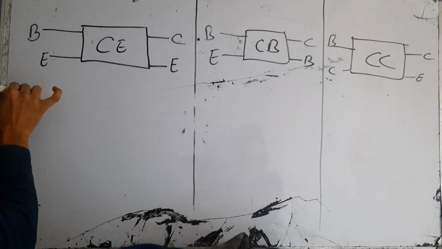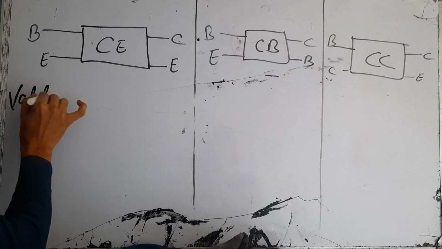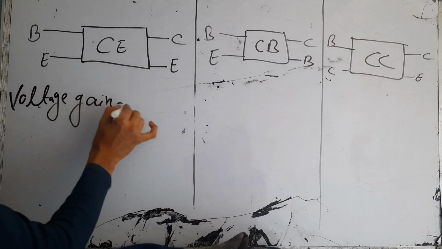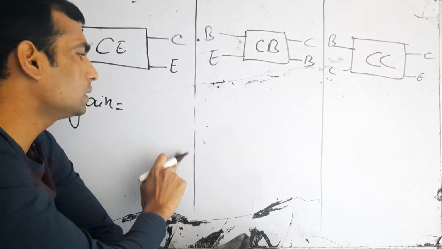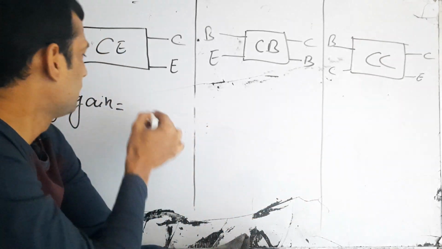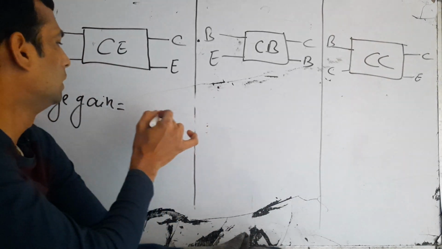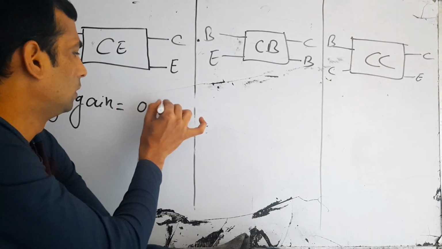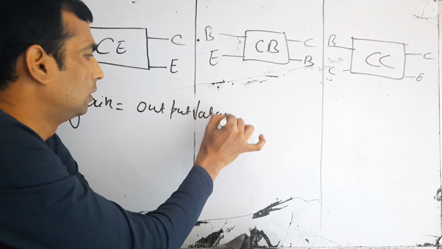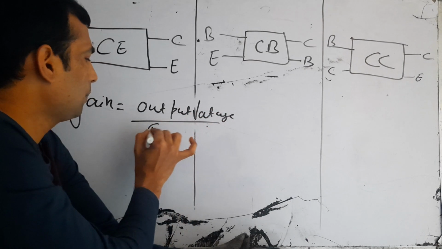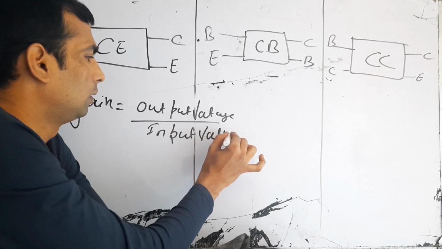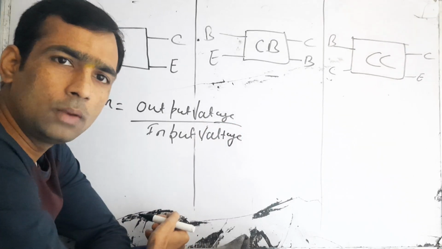So now I'm going to tell voltage gain. Voltage gain is basically output voltage upon input voltage. Simple. This is what you can say, student: output voltage upon input voltage.